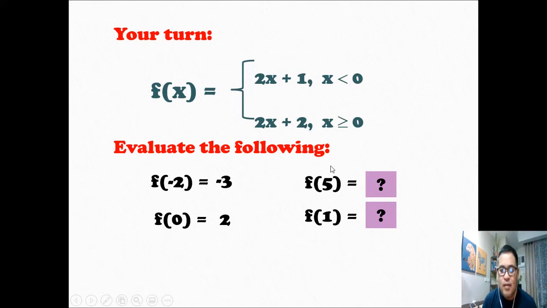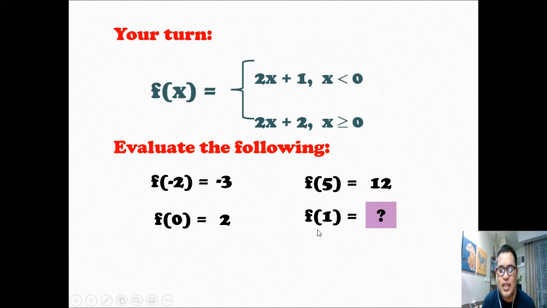Correct. 5 is greater than or equal to 0. So therefore, we have to substitute it here in this particular function. So 2 times 5 is 10 plus 2 is equal to, correct, it's 12. So therefore, let's see if your answer is correct. f(5) is equal to 12. Very good. Next, the last one.